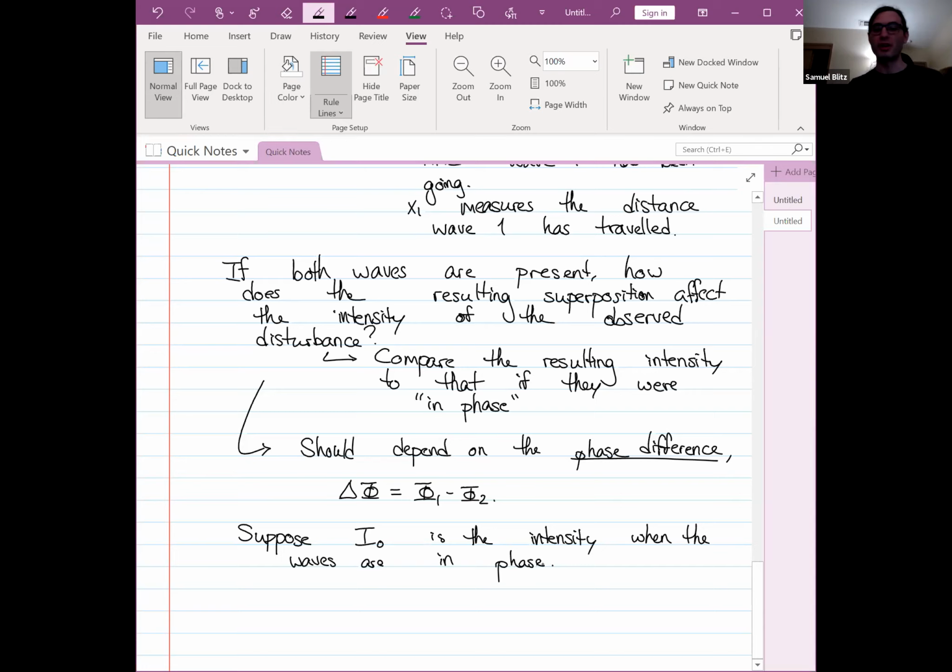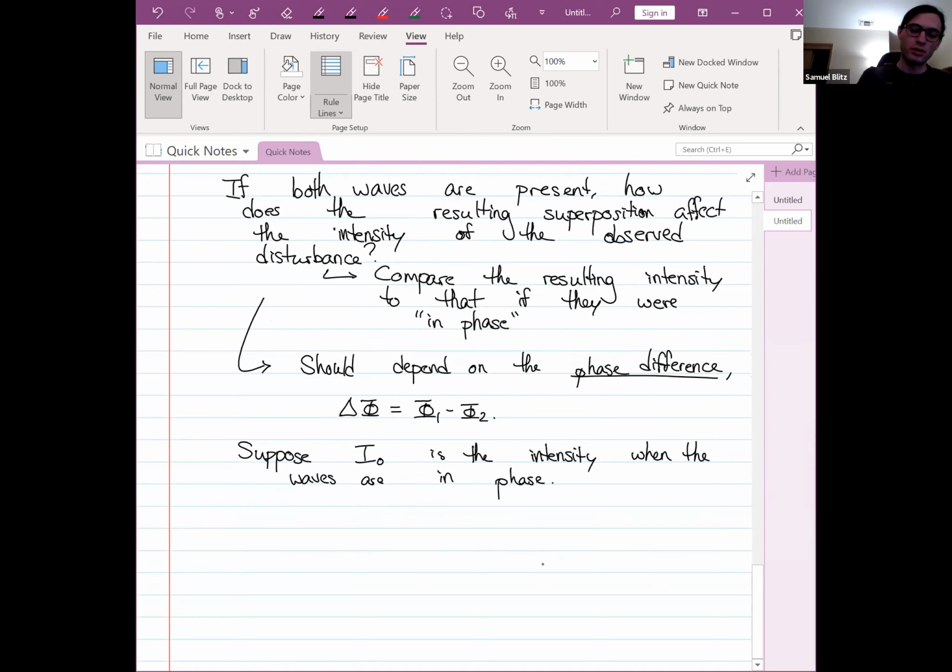So what we want to calculate is a formula that will tell us, depending on how big delta phi is, how much the intensity is as it relates to the maximal intensity. We want, say, I as a function of delta phi, which should just be equal to, say, the maximal intensity.